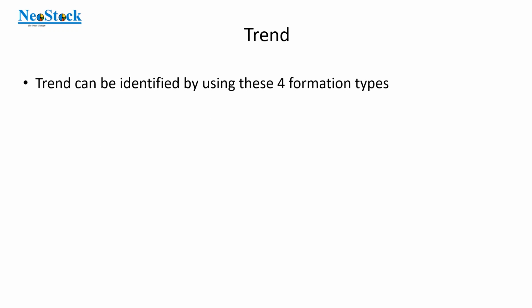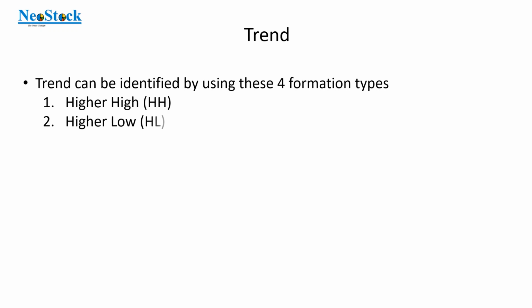Trends can be identified by using these four formation types. What are those formation types? The first one is higher high. In short, we call it HH. You should memorize these four terms. I will explain what exactly each one means. First, you should memorize all these terms. First one is a higher high. In short, we call it HH.